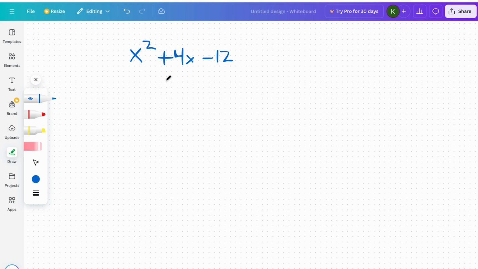So the first step when completing the square is to look at the first two terms, the x terms, and find what the perfect square of those would be. If we're looking at x squared plus 4x, the perfect square would be x squared plus 4x plus 4 equals x plus 2 squared. Right? These two are equal.